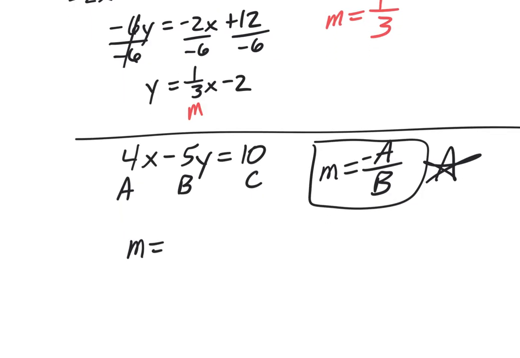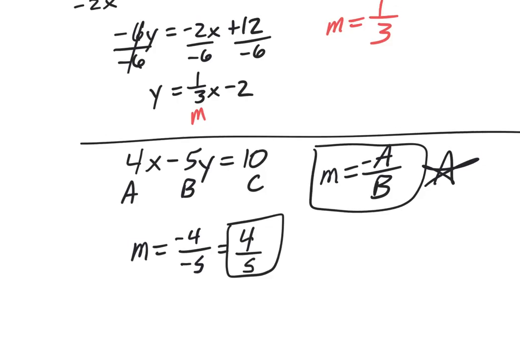A right now is 4, but we got to do the opposite of A. So the opposite of 4 would become negative 4. B is negative 5, so just negative 5. And then negative and a negative make this 4/5. That's our slope.